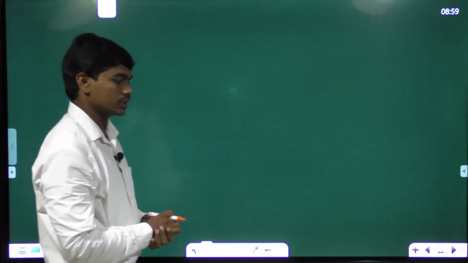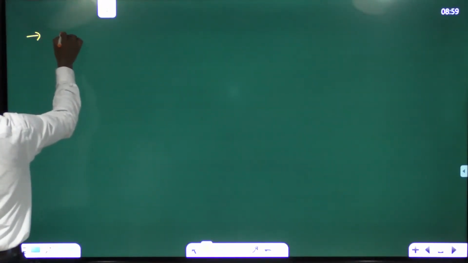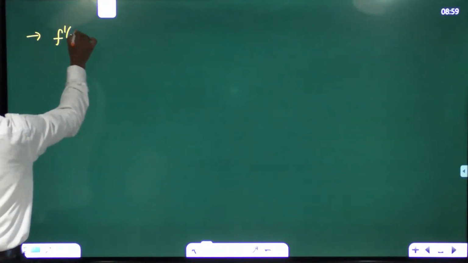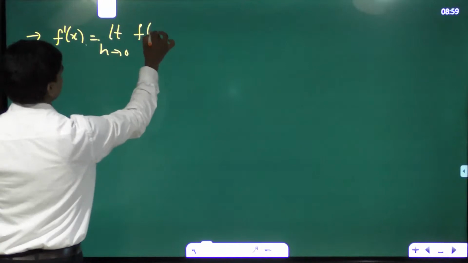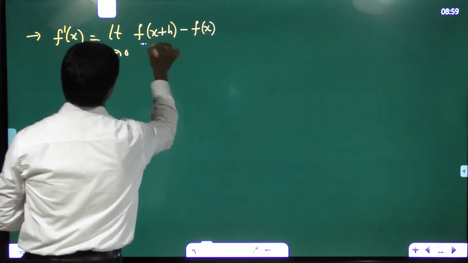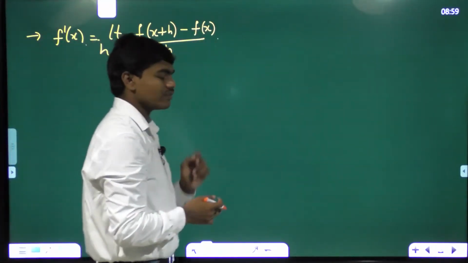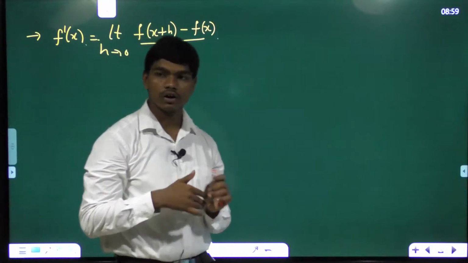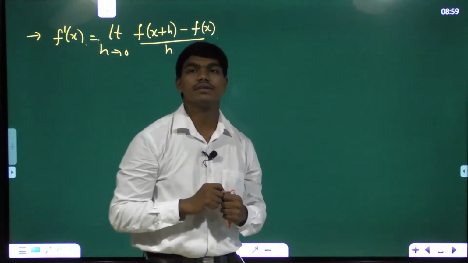Cos x. Cos x. Fantastic. See here, now we came to know one thing. f'(x) is equal to limit h tends to 0, f(x plus h) minus f(x), divided by h. Now I told you this is the first principle of differentiation, and I also told you we can evaluate the derivative of any function with the help of this limit which I wrote on the board.